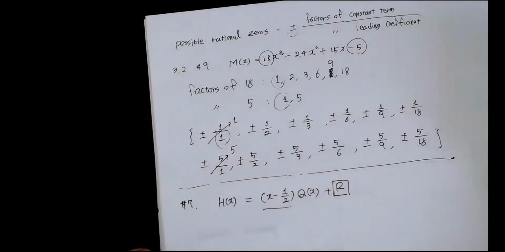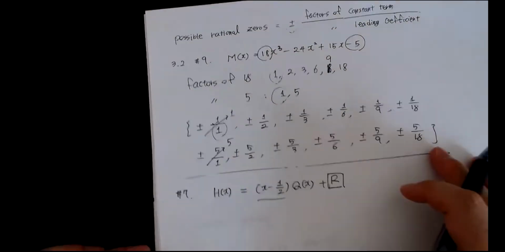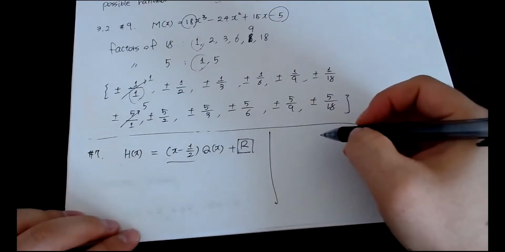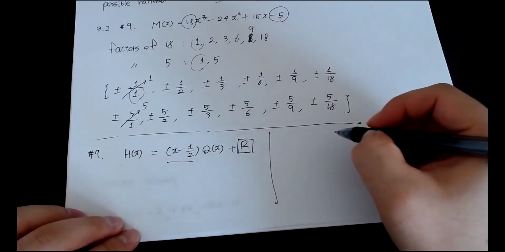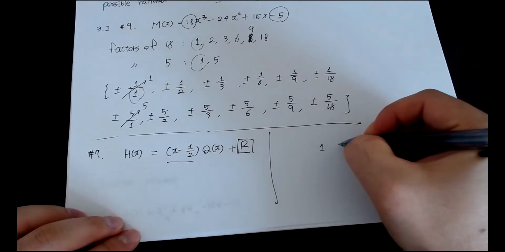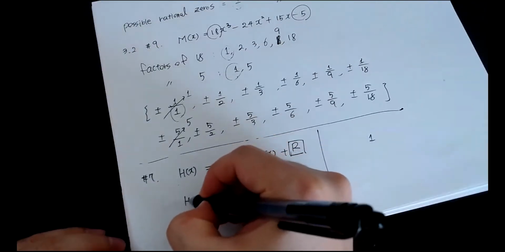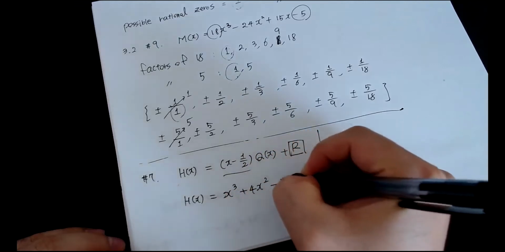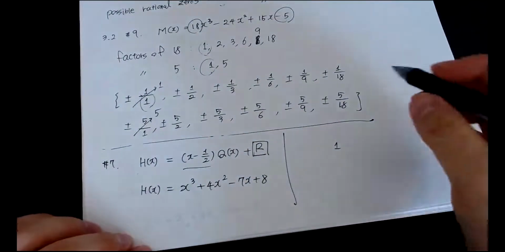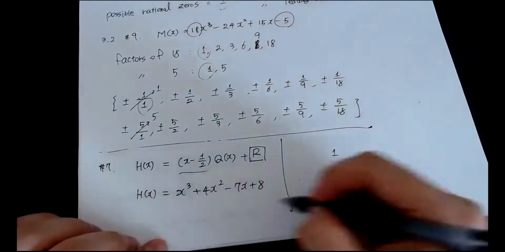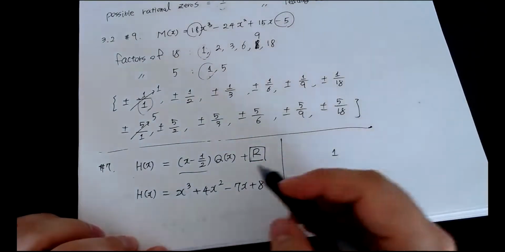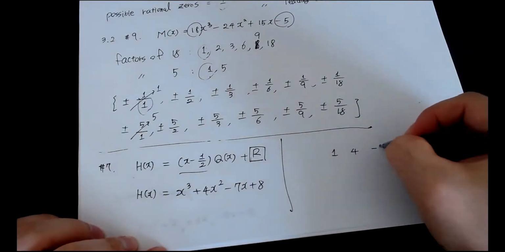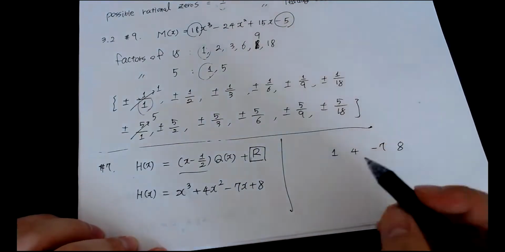Okay, so now let me use synthetic division. We'll just write down all the coefficients of the function h of x. By the way, h of x is x cubed plus 4x squared minus 7x plus 8. I'm going to write down all the coefficients of h of x in a row. So 1, 4, negative 7.